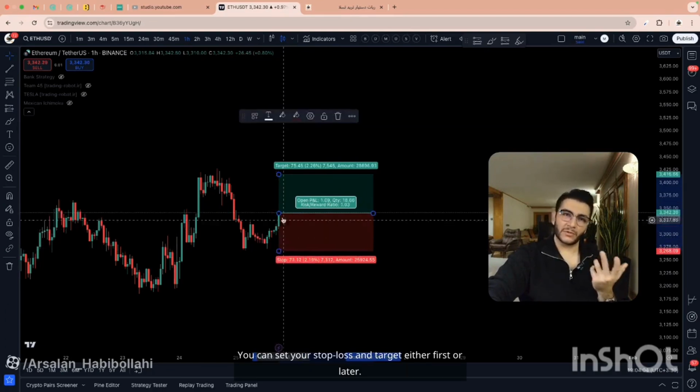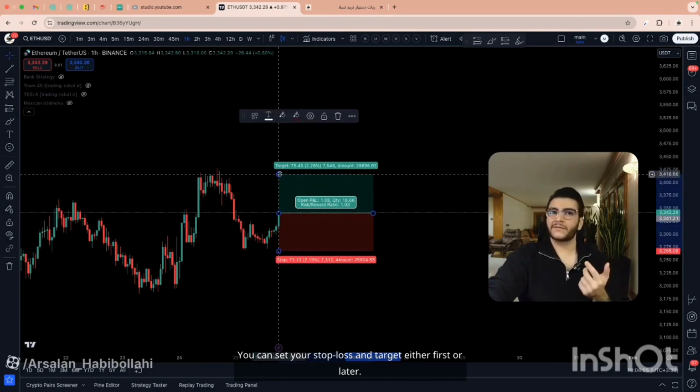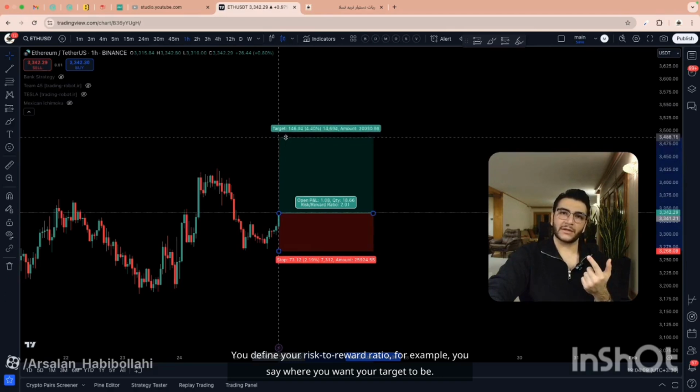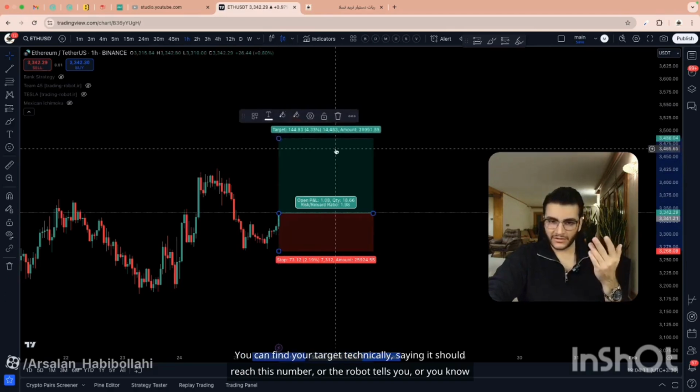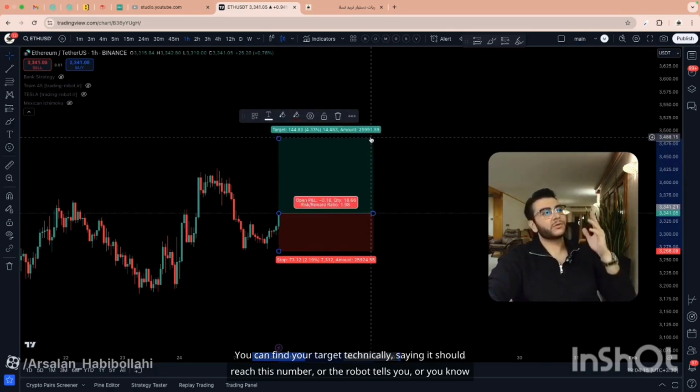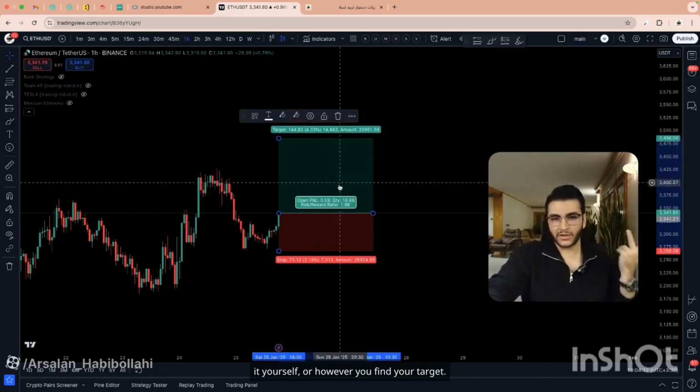You can set your stop loss and target either first or later. You define your risk to reward ratio. For example, you say where you want your target to be. You can find your target technically, saying it should reach this number, or the robot tells you, or you know it yourself, or however you find your target.